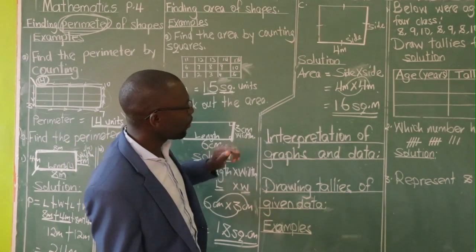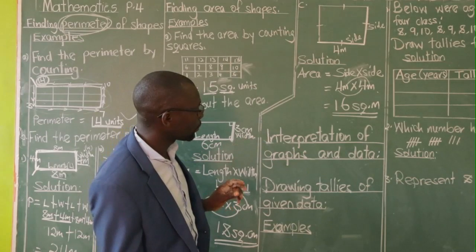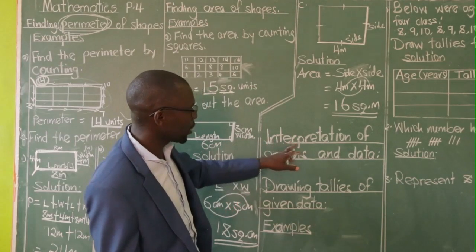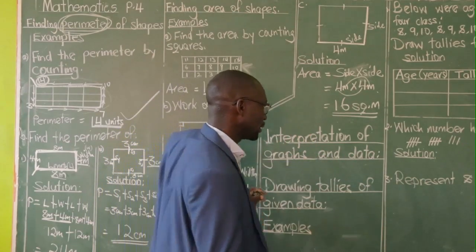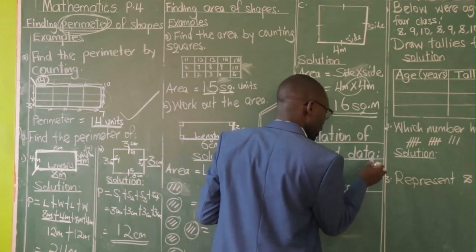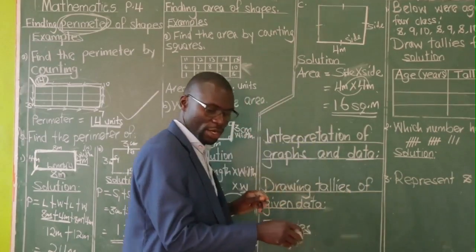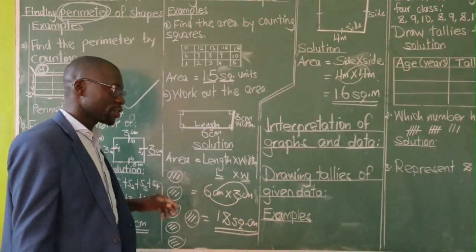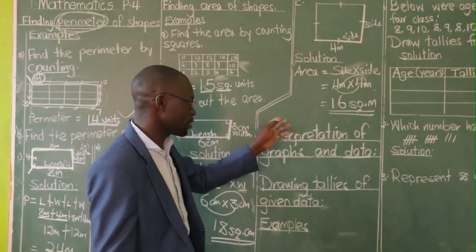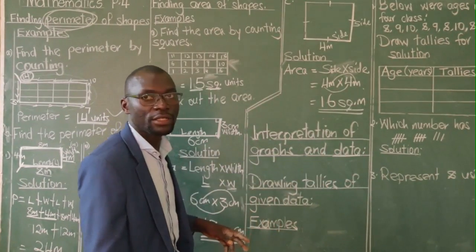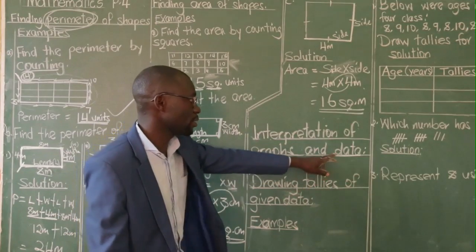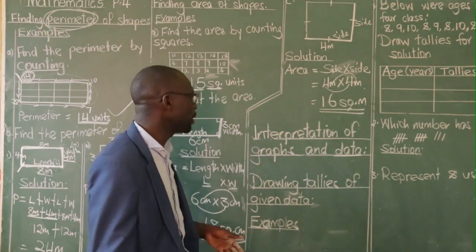Good. So let's look at another topic: interpretation of graphs and data. Data here is not the one that your parents, your brothers, your sisters, aunties and uncles put on their phones for WhatsApp and Facebook. This is data like information given.